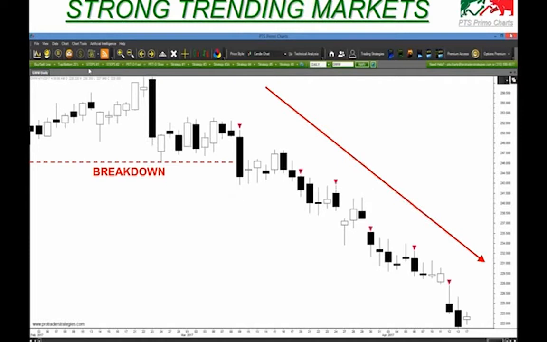All you'd have to do is click on Steps and look at all the red arrows once again. So you could have entered on the close, you could have entered one tick below, or you could have entered on the opening of the next bar, but either way, you would have had a nice move to the downside in GWW.